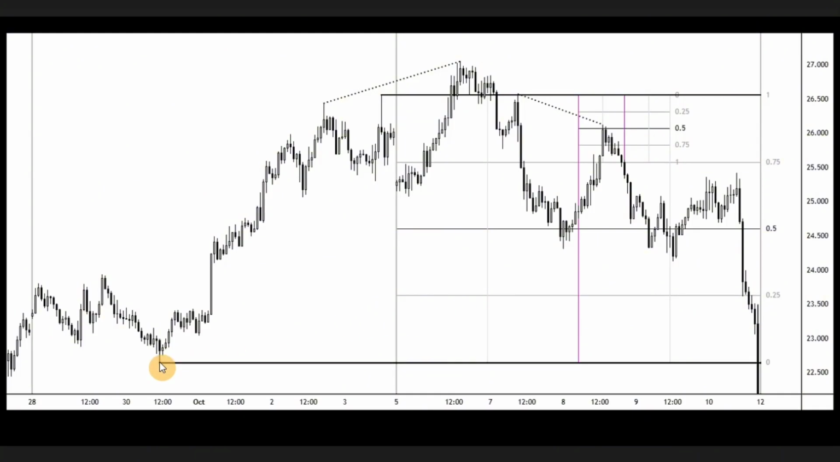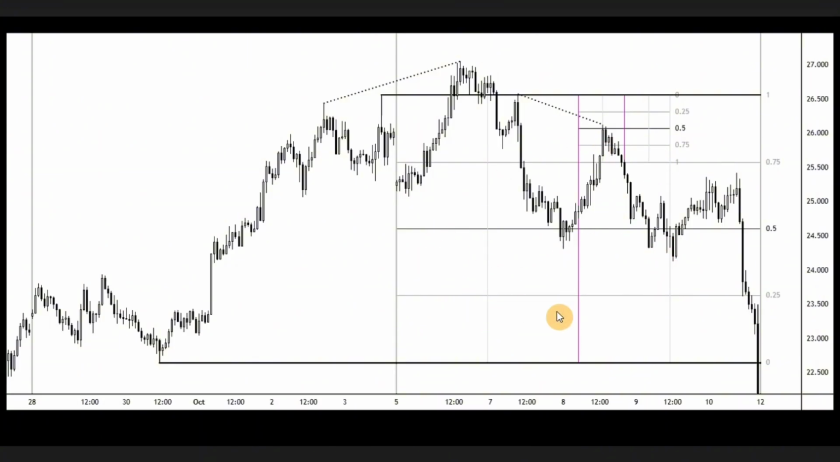So this is the low of the previous week, the week of the 28th of September, and this is the high of that week. Using the low and the high of that week, I extend those lines out, and that becomes my range to find trades during the current week. This was the week of October 5th.